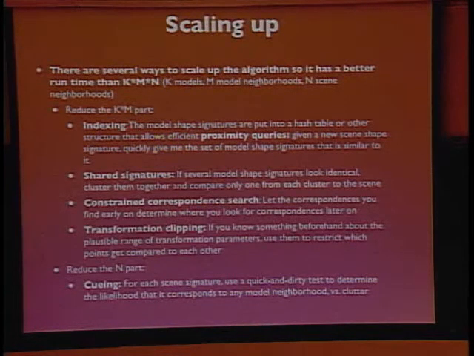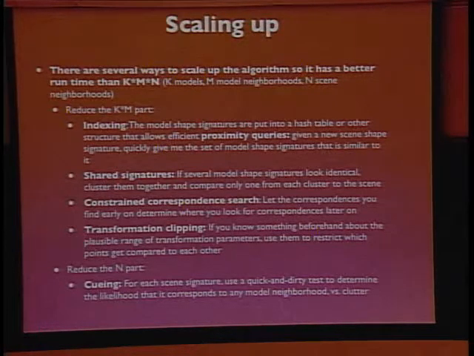Kind of a different version of this idea is what's called transformation clipping. In some domains, you might know beforehand what the range of reasonable geometric transformations between the object and the scene are. Here's an example. Let's say that you are traversing a part of Mars in your Mars Pathfinder robot. You know that there are no pre-existing terrain maps from Landsat because there's no Landsat on Mars.